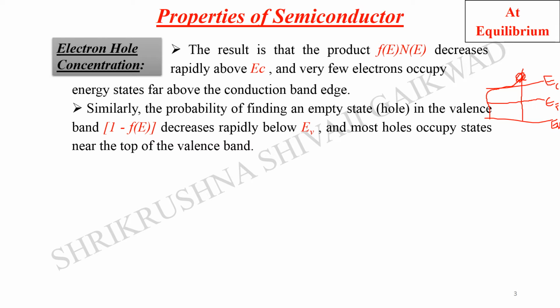Similarly, the probability of finding an empty state, or hole, in the valence band, that is 1 minus f(E), decreases rapidly below EV. So the occupancy of states near EV decreases very rapidly in this case, and the occupancy becomes smaller and smaller near the top of the valence band.